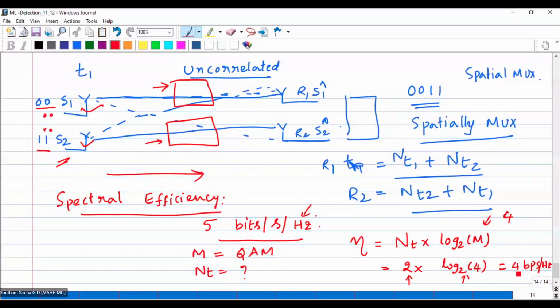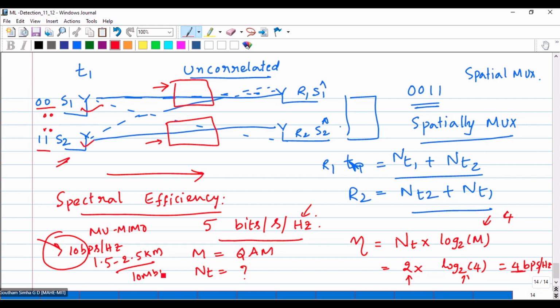Bits per second per hertz means that for a specific region, for a specific transmitter-receiver combination allotted a specific bandwidth, you have 4 bits per second per hertz. Usually in our 4G or 5G, if you concentrate a cell, for multi-user MIMO it will be approximately 10 bits per second per hertz, and for a distance of 1.5 to 2.5 kilometers that would give you somewhere around 10 Mbps.